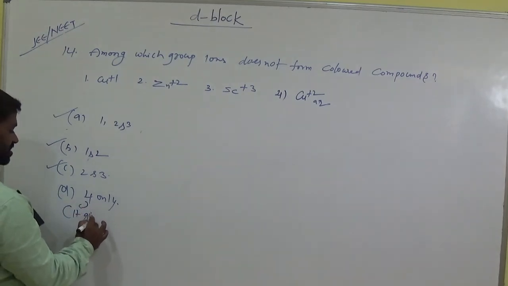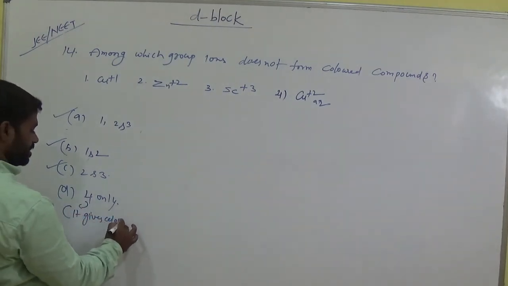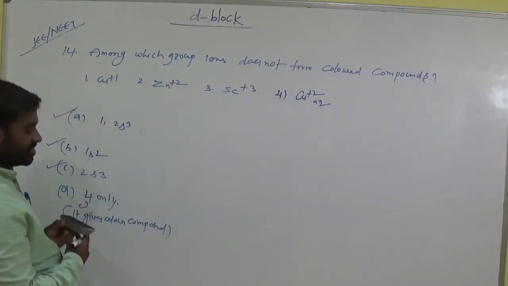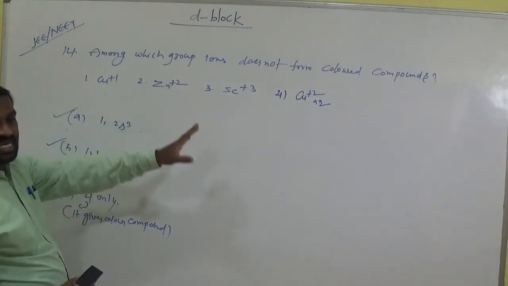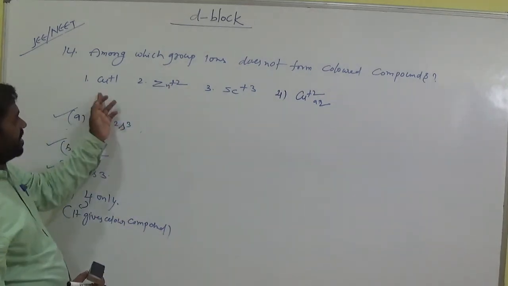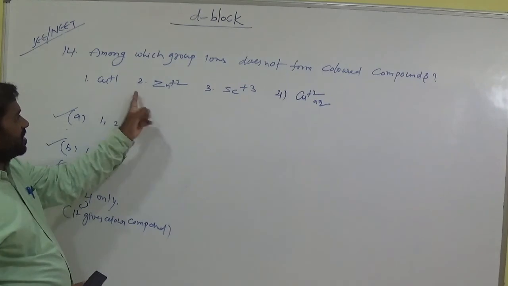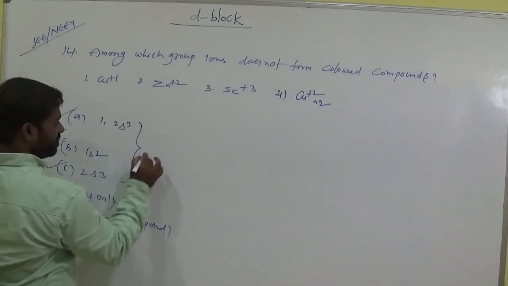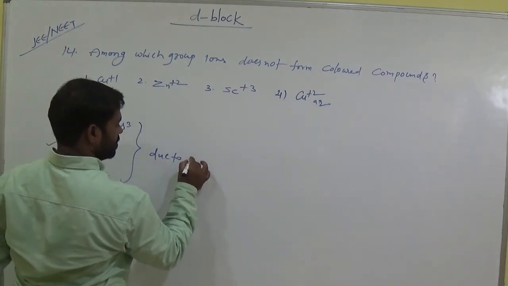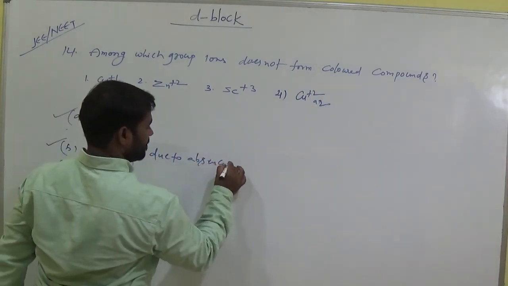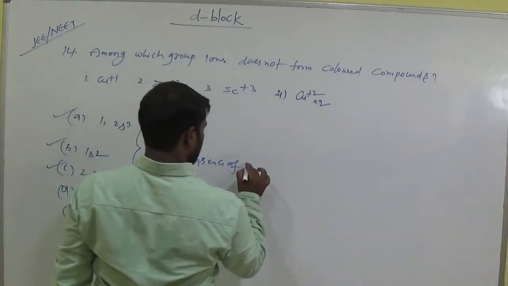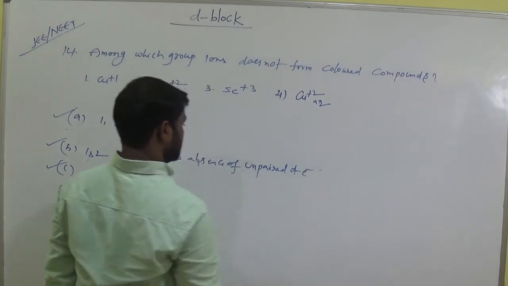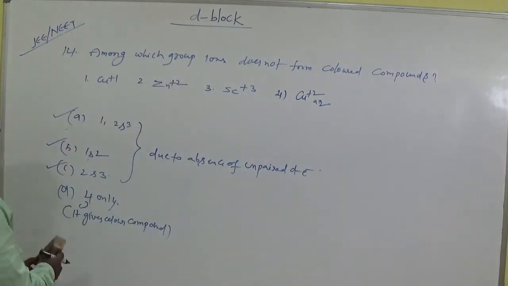It gives a colored compound, Cu plus 2. That means the fourth option. But which does not form means these three are the correct ones. 1, 2, 3 does not form. 1, 2 also does not form. And 2 and 3 also does not form. Why? Due to the absence of unpaired d electrons. Clear?